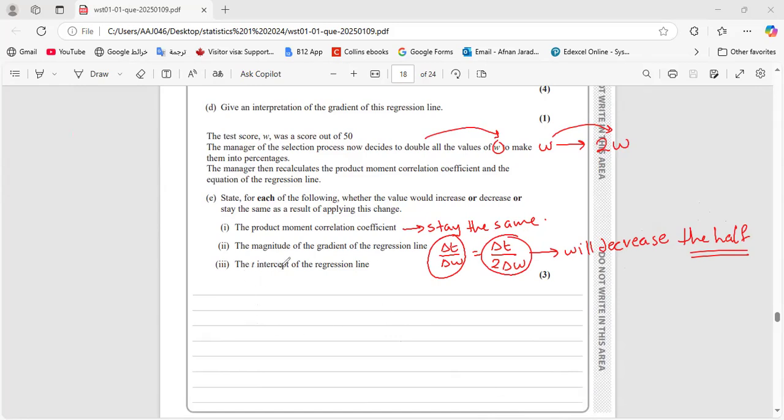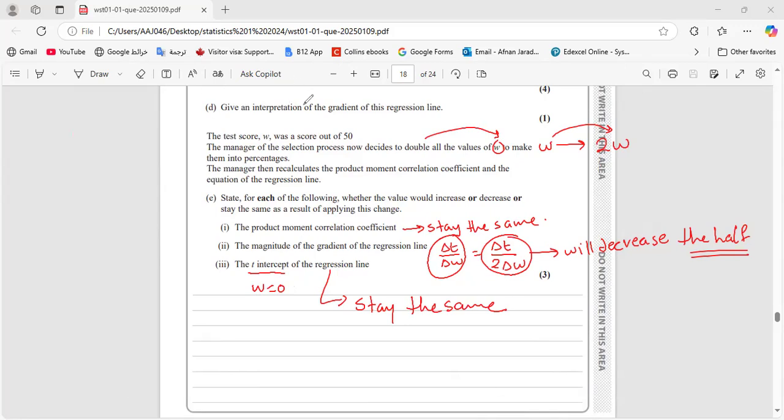The t-intercept of the regression line, how can I find the t-intercept? By making W equal to 0. So W equals 0 or 2W equals 0. So this one is also not affected, so it stays the same. If you multiply any value by 0, it will be 0. So W equals 0 and 2W must equal 0. So this one also stays the same.